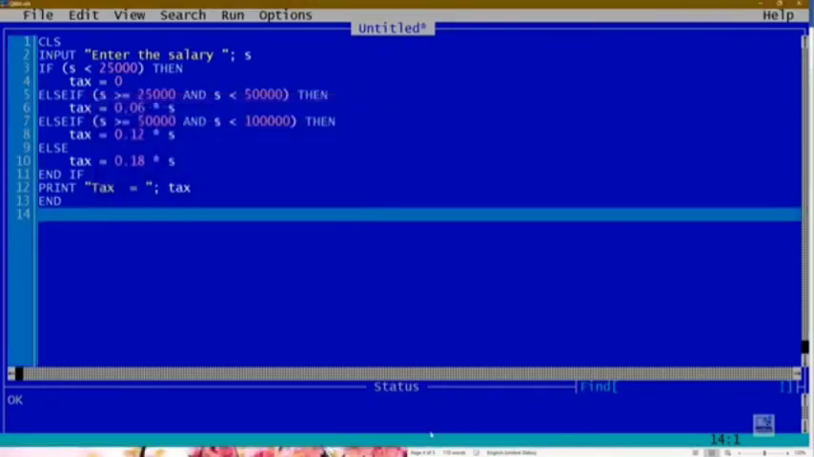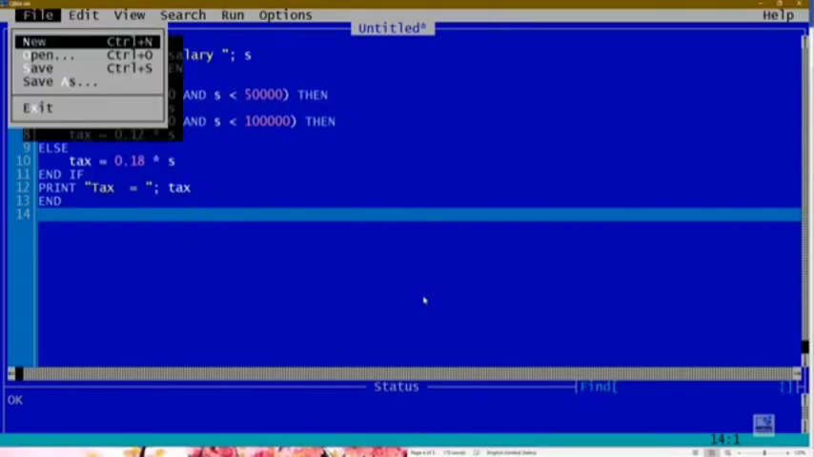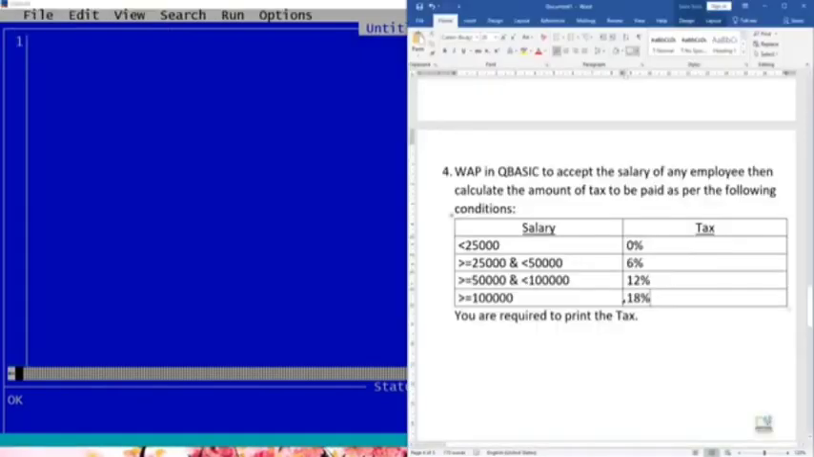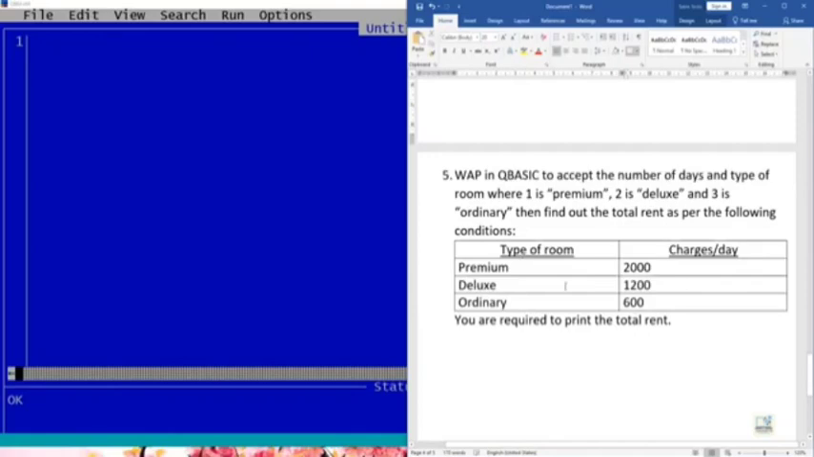Next and the last question is, okay, this question is a little bit different. Pay attention. Write a program in QBasic to accept the number of days and type of room. One is premium, 2 is deluxe and 3 is ordinary. It is just a choice based question, okay? User will give a choice, either 1, 2 or 3. Normally we do these kind of programs in select case. That will be the topic of discussion in my next video. But we can do the same program in if else also.